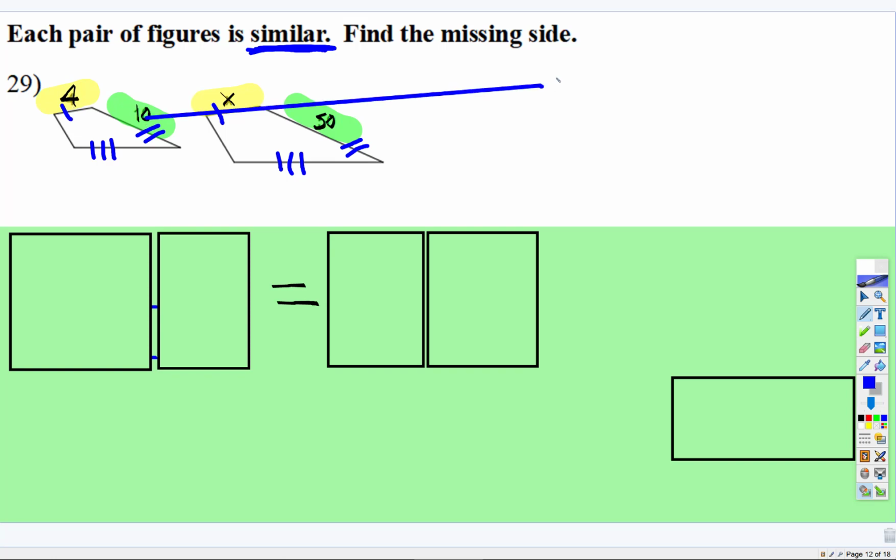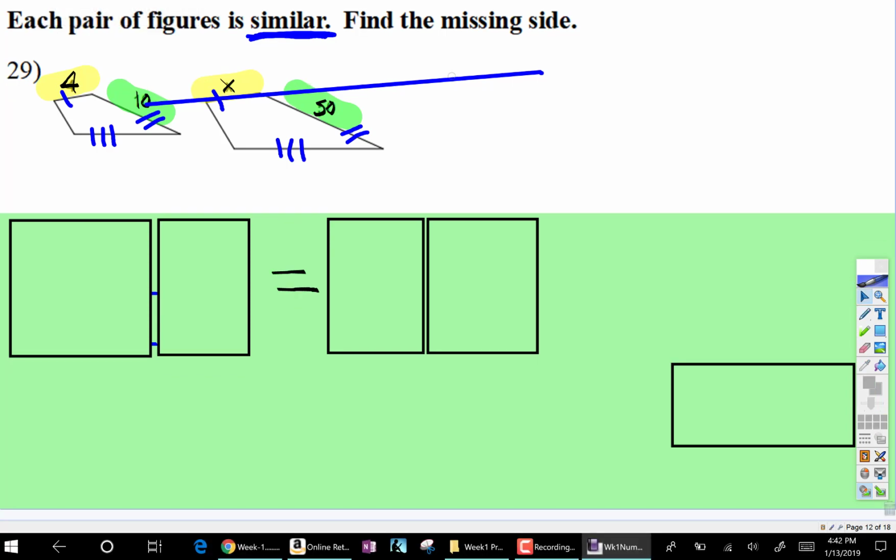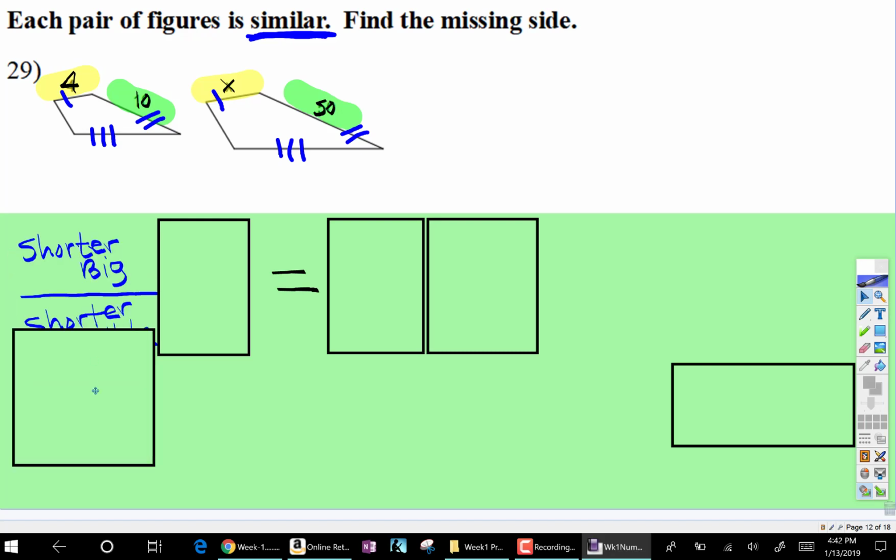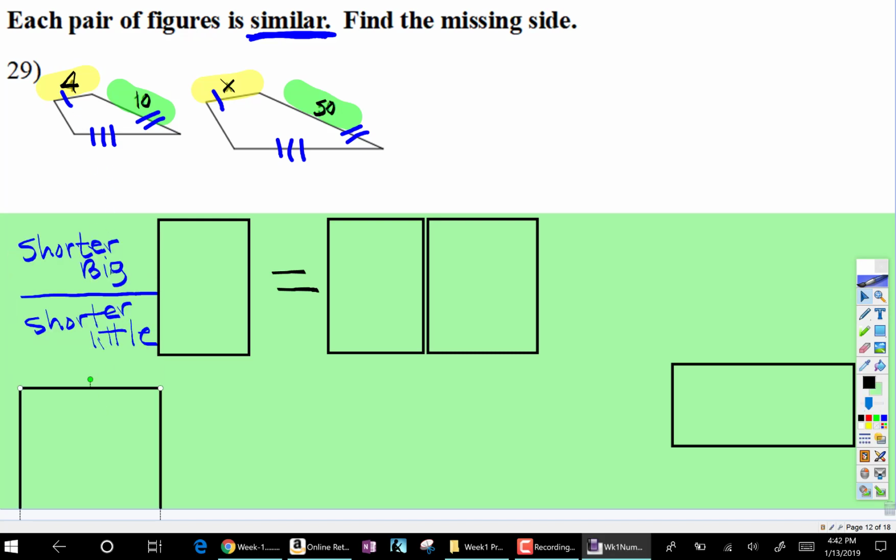4 is proportional to 10. Oh, sorry about that. I just hit my keyboard. Let me do this. Get rid of that. Okay. And I think I have this down here. So I did the shorter side.